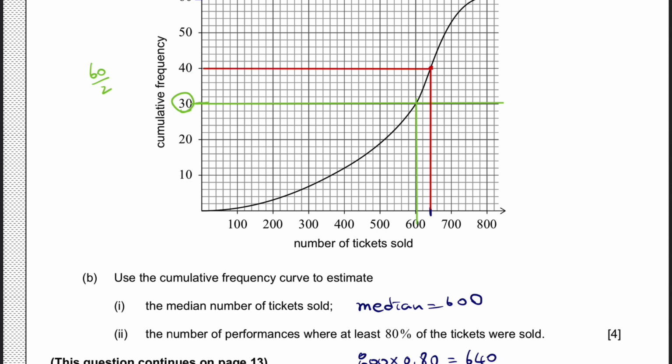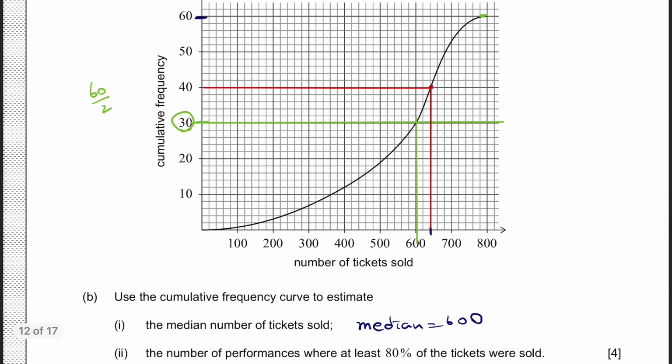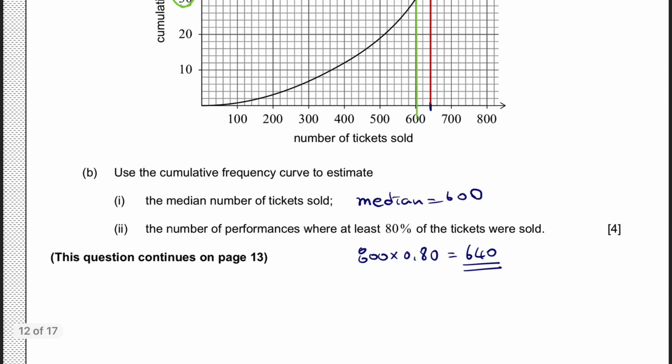Since we need to calculate the number of performances where at least 80% of the tickets were sold, we are referring to this part here. So we do 60 minus 40, and 20 is the number of performances where at least 80% of the tickets were sold.